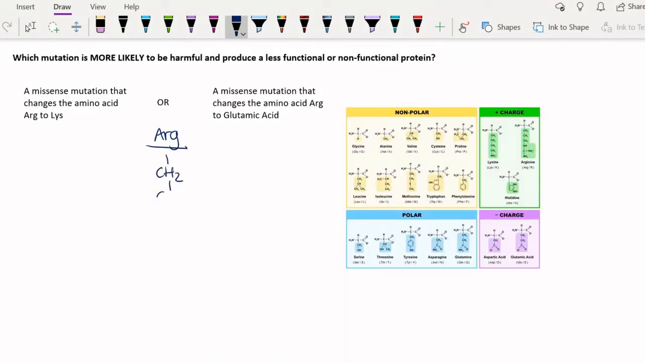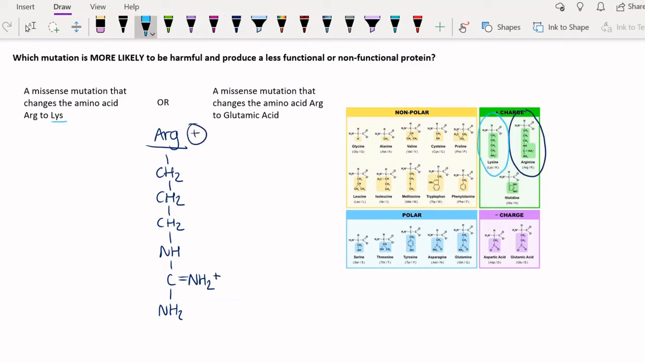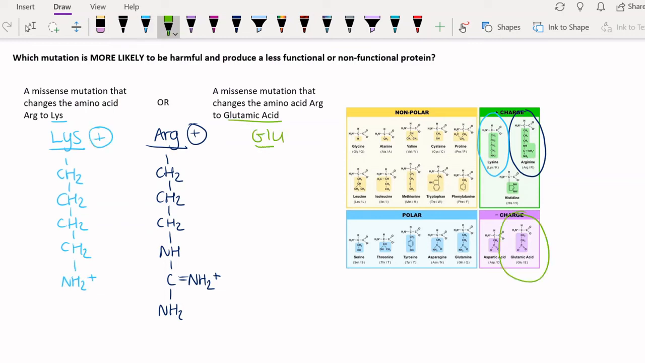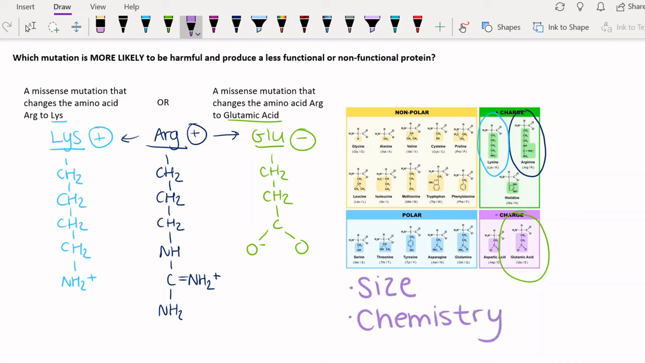Now we have a question about a specific amino acid change, from arginine to lysine, or arginine to glutamic acid. Arginine is a positive amino acid. Lysine is also positive, whereas glutamic acid is negative. When looking at amino acid changes, we want to think about how the change affects the size and chemistry of the amino acid. In this case, lysine has a similar size and the same chemistry as arginine. Both are positive.